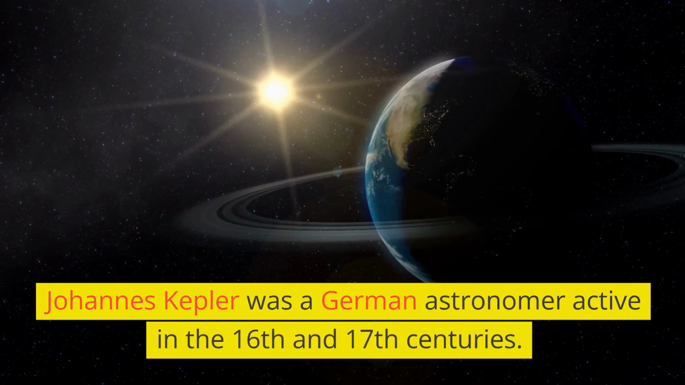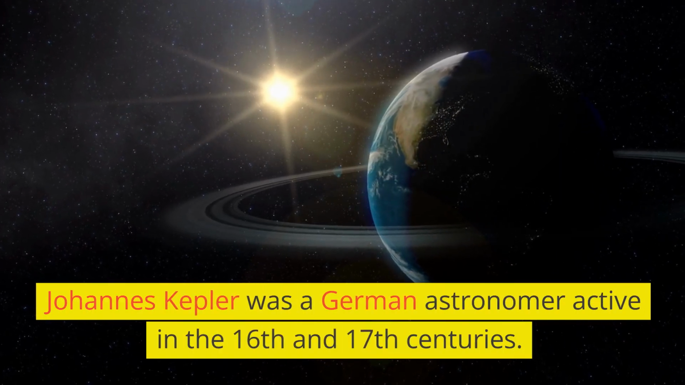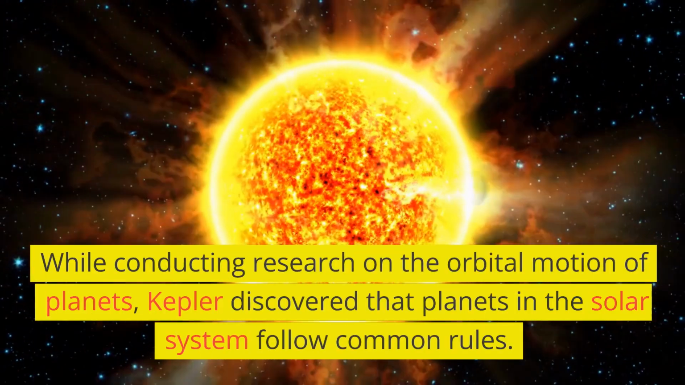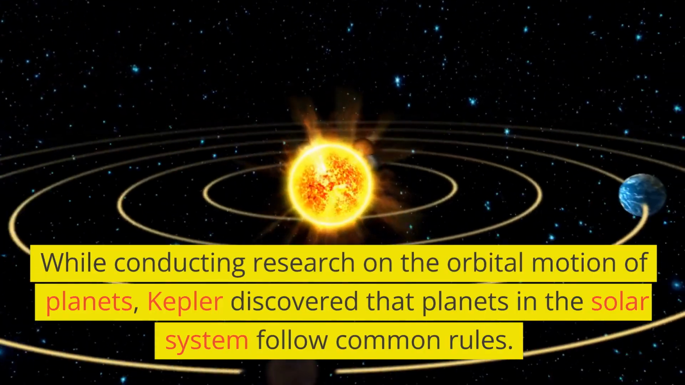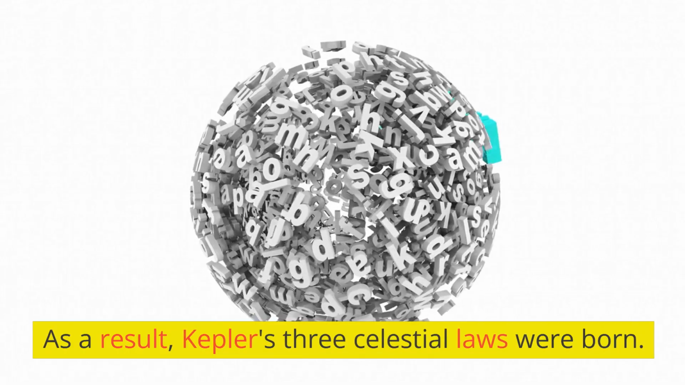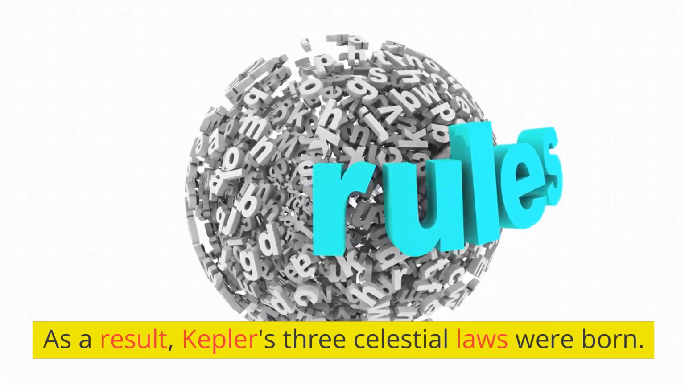Johannes Kepler was a German astronomer active in the 16th and 17th centuries. While conducting research on the orbital motion of planets, Kepler discovered that planets in the solar system follow common rules. As a result, Kepler's 3 celestial laws were born.